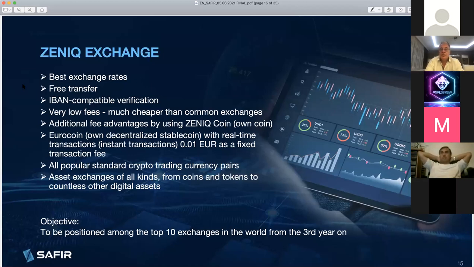It gives a lot more advantages also for the ZENIQ coin owners, which we are, all of us that have a ZENIQ minting hub. Why? Because the exchange is owned by the coin holders. It will also have, of course, all the popular cryptocurrencies on this exchange. And the goal for the company is, within the next 3-4 years, to be among the top 10 of the decentralized cryptocurrency exchanges, which I think they really do have good potential to be among.